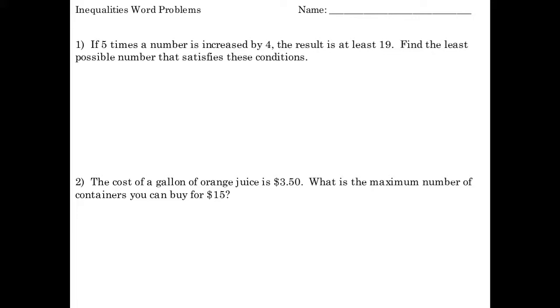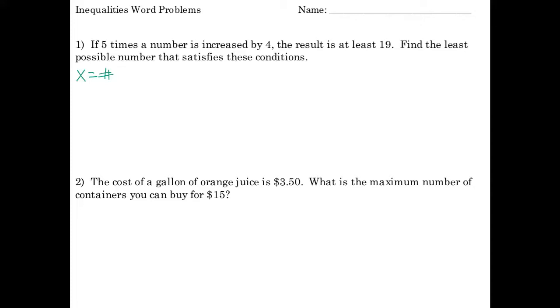Number 1 is a pretty bland example, but just to get us started, first question says, if 5 times a number is increased by 4, the result is at least 19. Find the least possible number that satisfies these conditions. So to start, I always like to write out what my variable is going to equal in words. In this case, they want us to find the least possible number. So X is going to represent the number that we're looking for. So as we reread through this, anytime they mention the number, we can think of that as X.